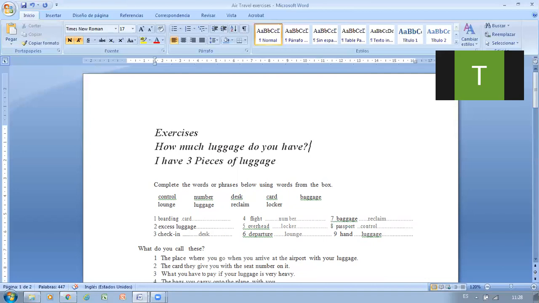Por ejemplo, el pan, tú sabes que no es contable. Tú no puedes decir bread en plural. ¿Cómo lo haces plural? Por ejemplo, you can say, I bought or I ate today 2 pieces of bread, not 2 breads, like in Spanish. Did you know that? Yes. The same happens with luggage. How much luggage do you have? I have 3 pieces of luggage. But you can say, I have 3 suitcases. Suitcases is plural, so it's no problem. I have 3 suitcases or 3 bags.